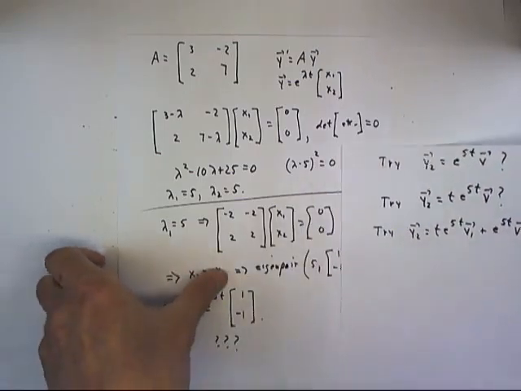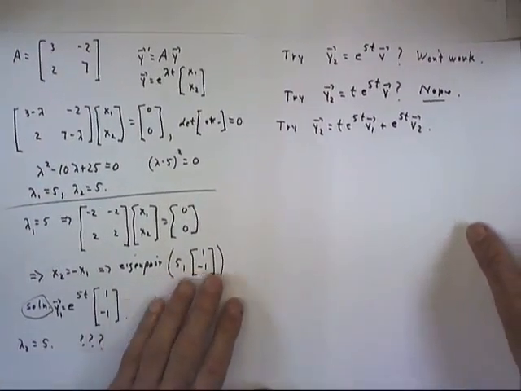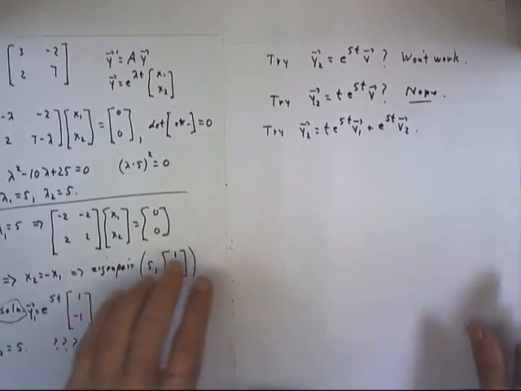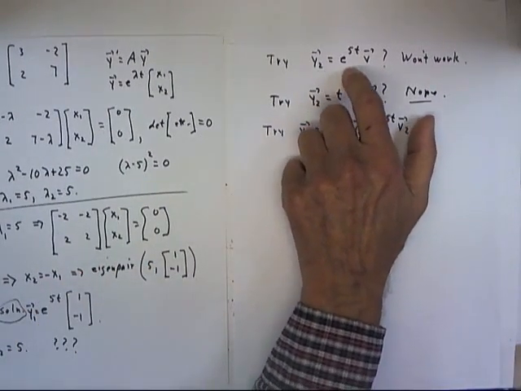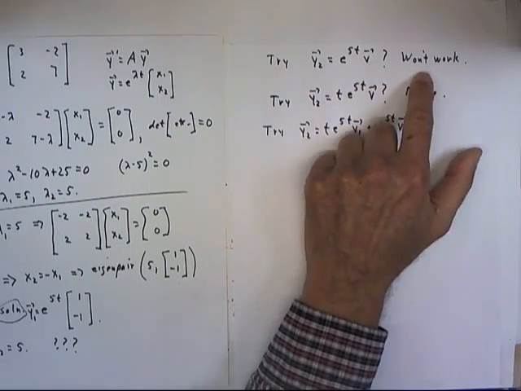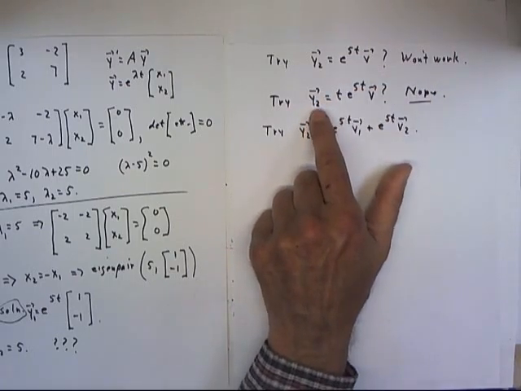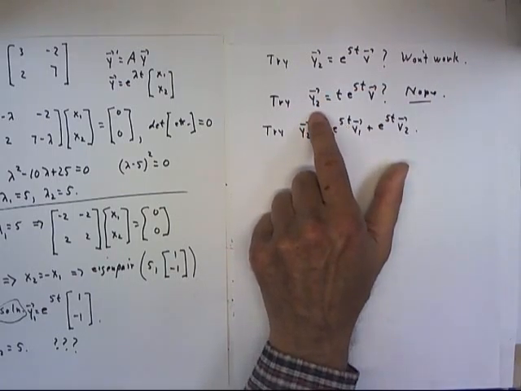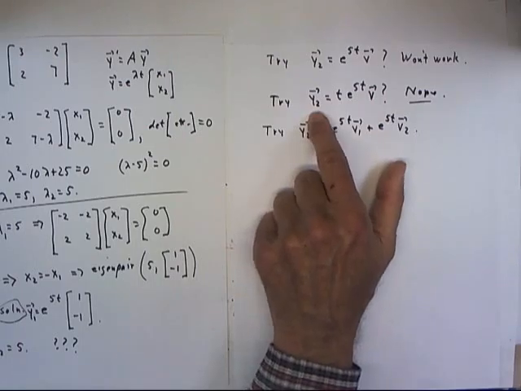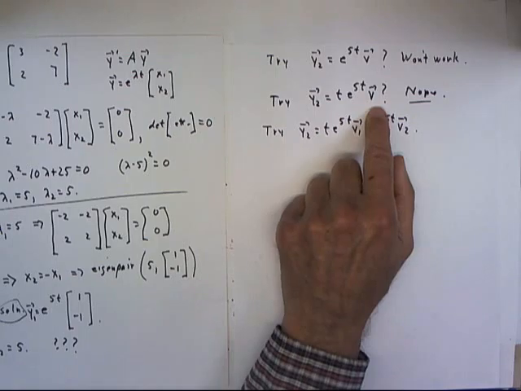So what could we do? We could try a solution of the form y2 equals e to the 5t times v, where v is an unknown function of t, and solve for that v. But if we try that out, we see pretty quickly that it doesn't work. Without going into detail, same thing happens if we try a multiple, t times e to the 5t times some unknown vector.